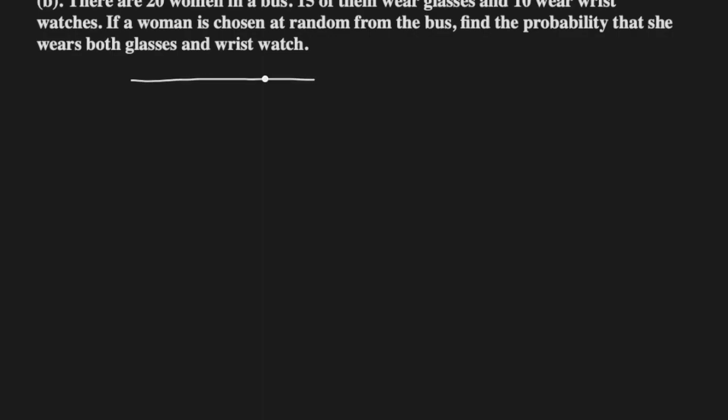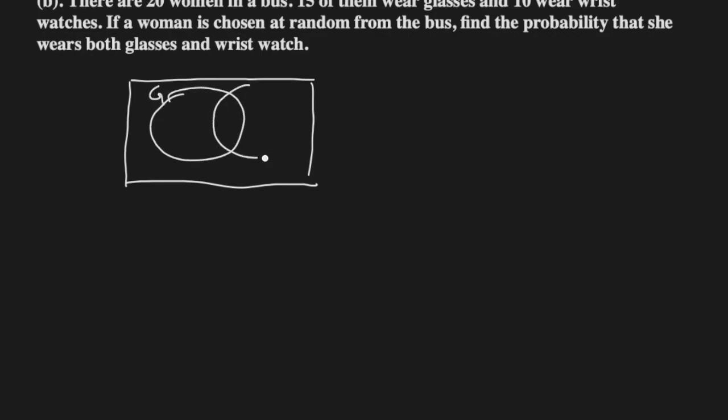So let's draw a Venn diagram which will make us understand the situation. This is they wear glasses and they wear watch. They have not given how many are common, so let's say X of them wear both glasses and watch. 15 of them wear glasses, so the remaining will be 15 minus X. So 15 minus X plus X will be 15. Similarly here it will be 10 minus X. Are they saying that some of them will wear nothing? No. That means this is the total.